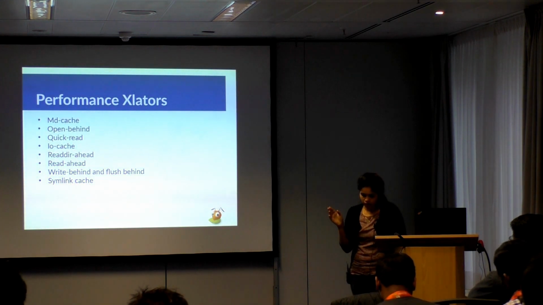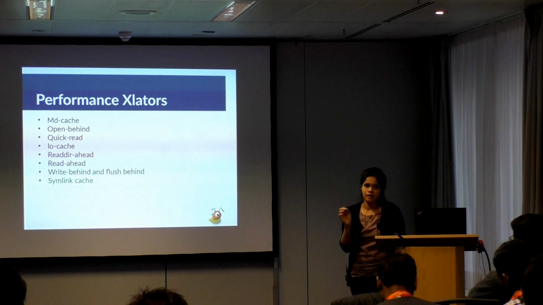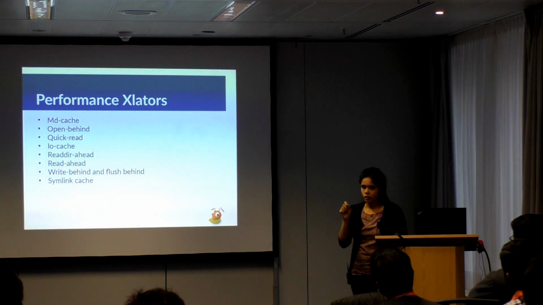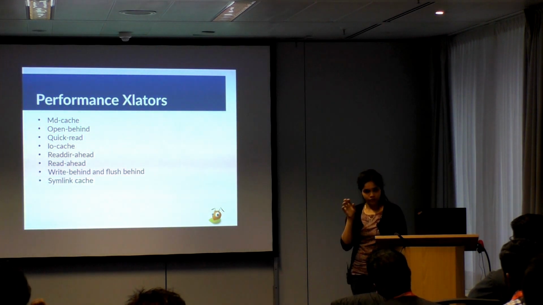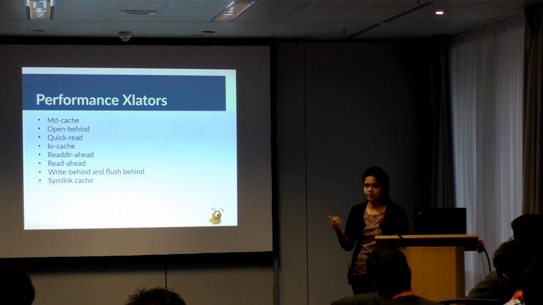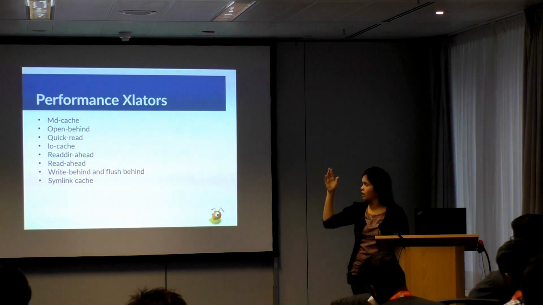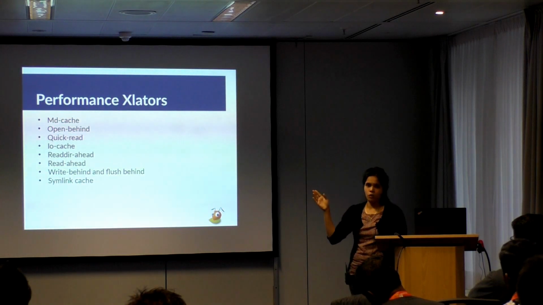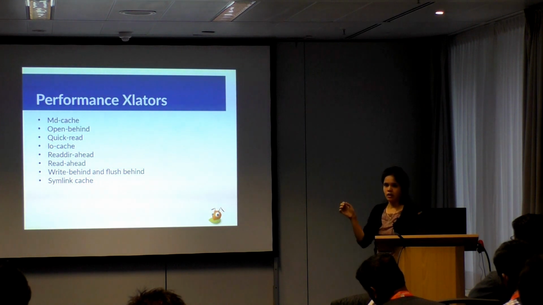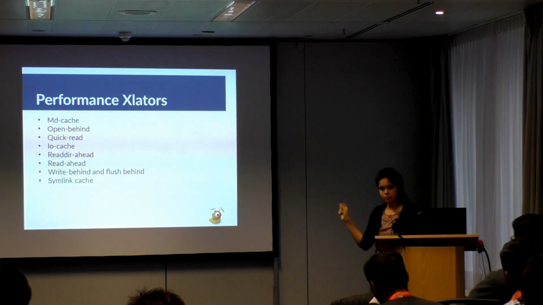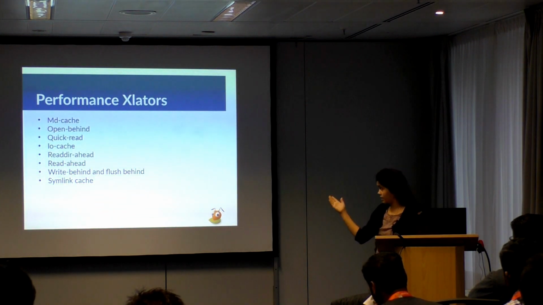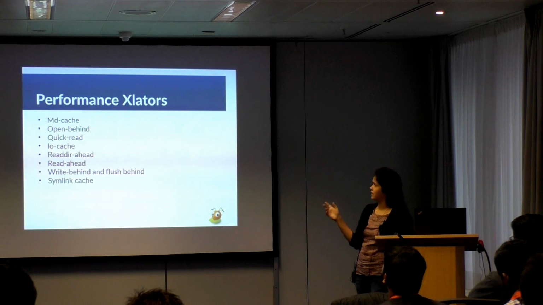Then quick-read. In quick-read, if the file size is less than n KB or whatever size the user has configured, lookup itself will read the content of the file from the brick. So the next read which comes in on that file will be served right from the cache on the client. So quick-read is important in small file performance. Then we have io-cache, mostly like a write-through cache. IO is sent all the way to the brick, but then it is cached for further reads.